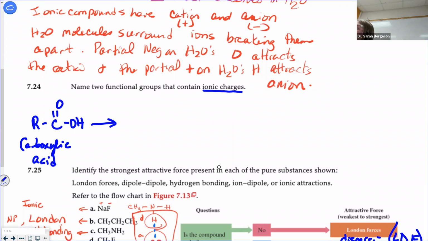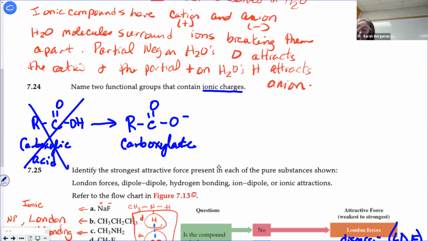Remember, I was talking about hydrogens. What can happen? Does hydrogen come off or do we add it? Comes off. So what do we end up with? O minus, right? Because we lost the hydrogen. So this is now no longer a carboxylic acid. This is carboxylate, C-A-R-B-O-X-Y-L-A-T-E. So carboxylic acid is not ionic, but carboxylate is. And that's going to be really important later. That's one of them. What else?